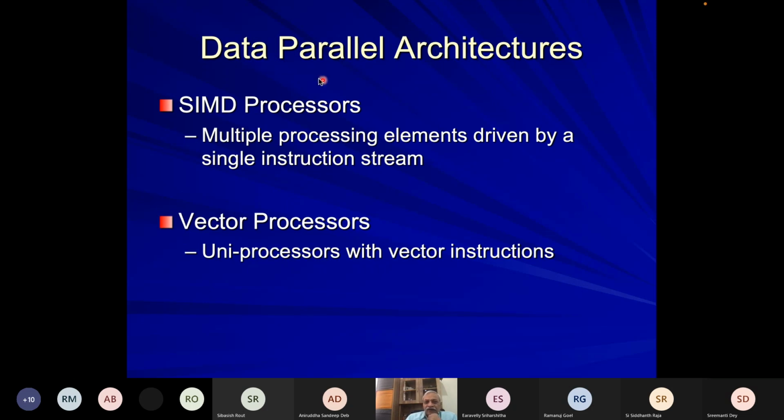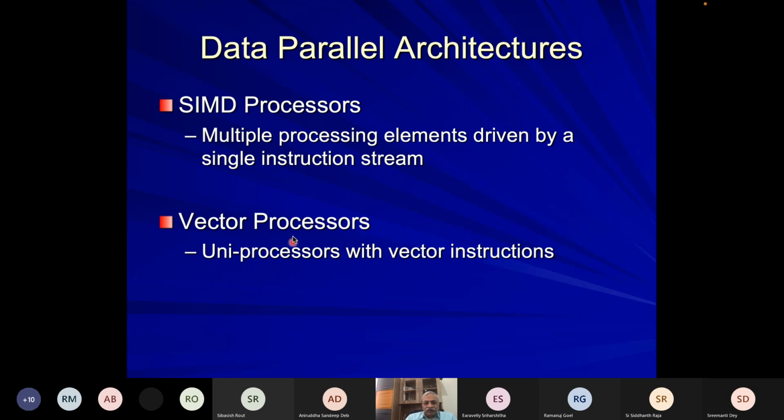An example of data parallel architectures is the SIMD processor. We have talked about SIMD extensions to processors, but historically, full-fledged SIMD computers have also been built, which have multiple processing elements driven by a single stream of instructions. The same operation is done on multiple pieces of data by multiple processing elements.